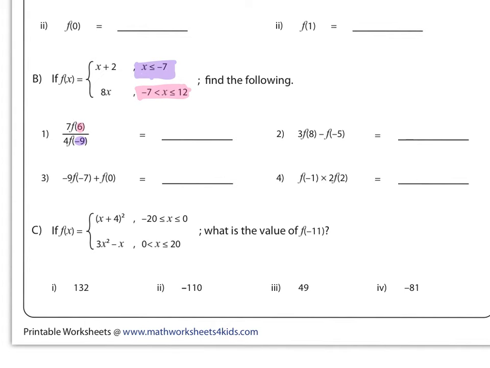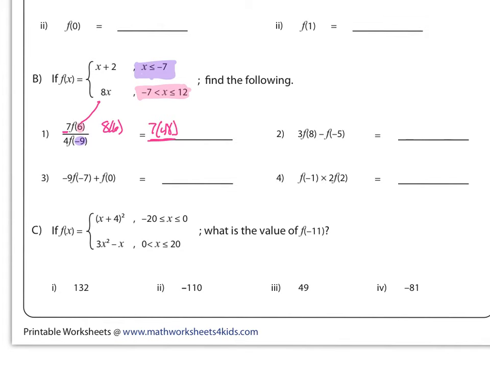So I'm going to go ahead and do the top part first. I'm going to take 6 and plug it in there. Okay, so I've got 8 times 6. Well, 8 times 6 is 48. But then look out here. It says I'm going to take 7 times my function. Well, my function is 48, so I'm going to do 7 times 48. And then I'm going to divide it by something.